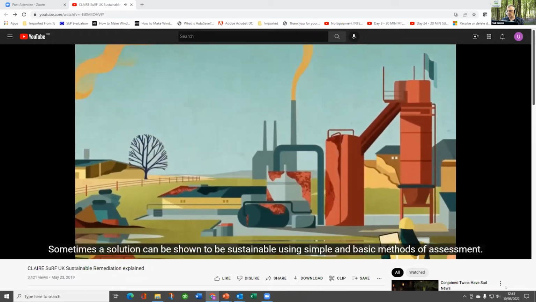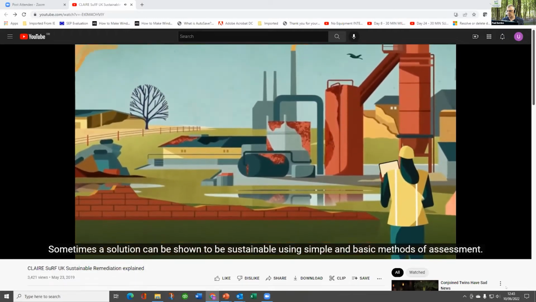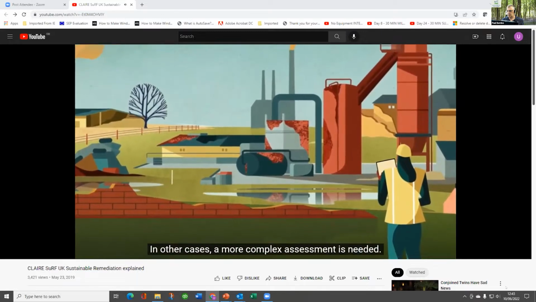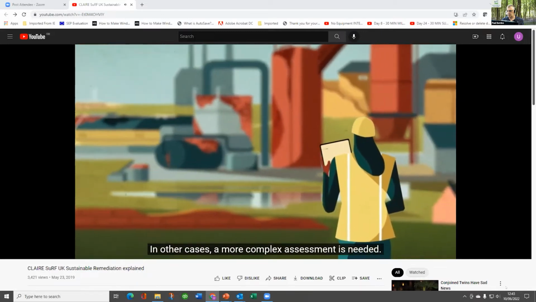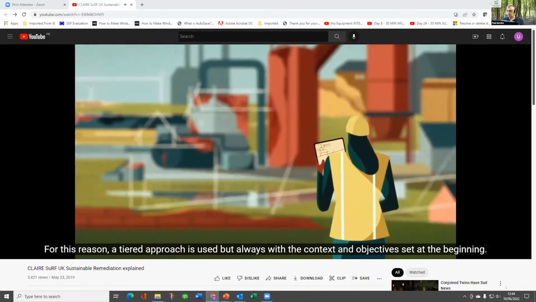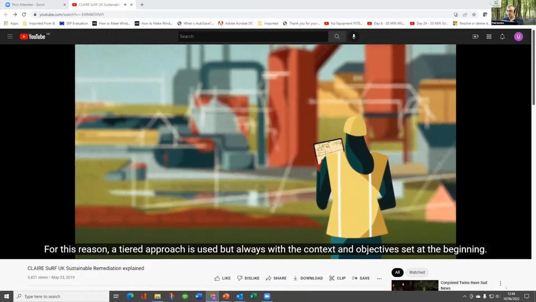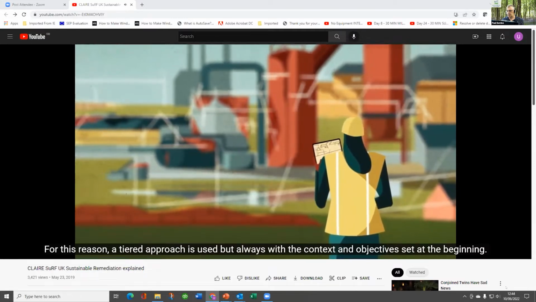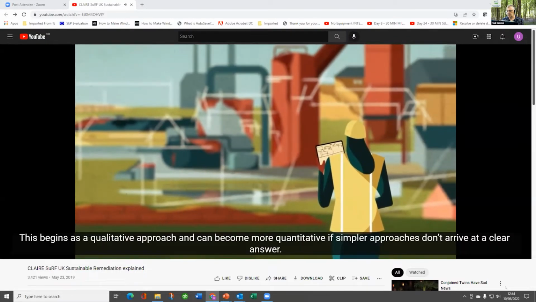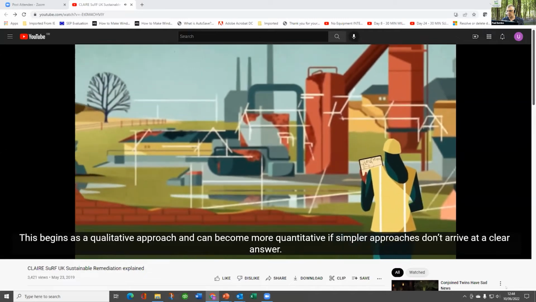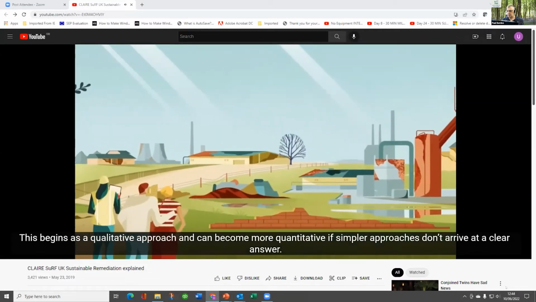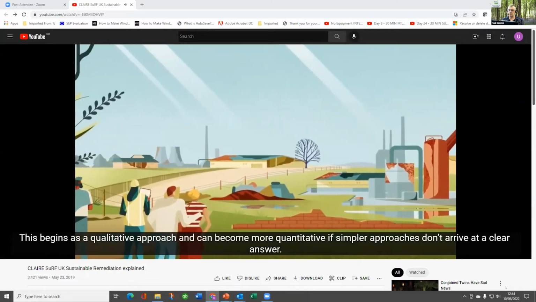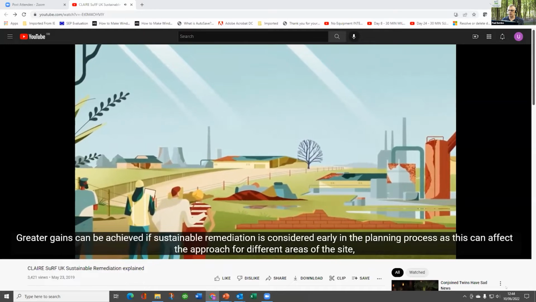Sometimes a solution can be shown to be sustainable using simple and basic methods of assessment. In other cases, a more complex assessment is needed. For this reason, a tiered approach is used, but always within the context and objectives set at the beginning. This begins as a qualitative approach and can become more quantitative if simpler approaches don't arrive at a clear answer.